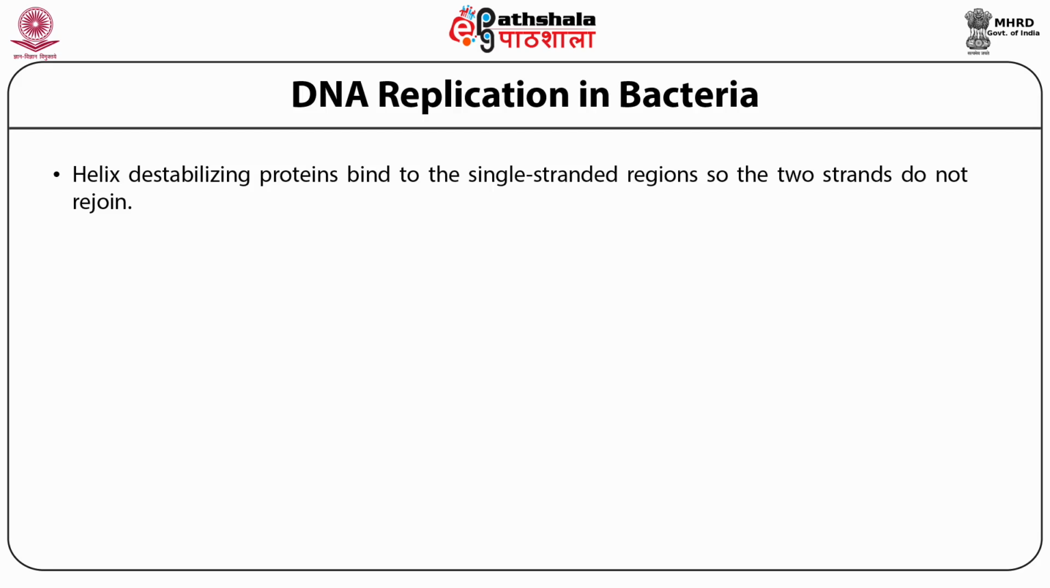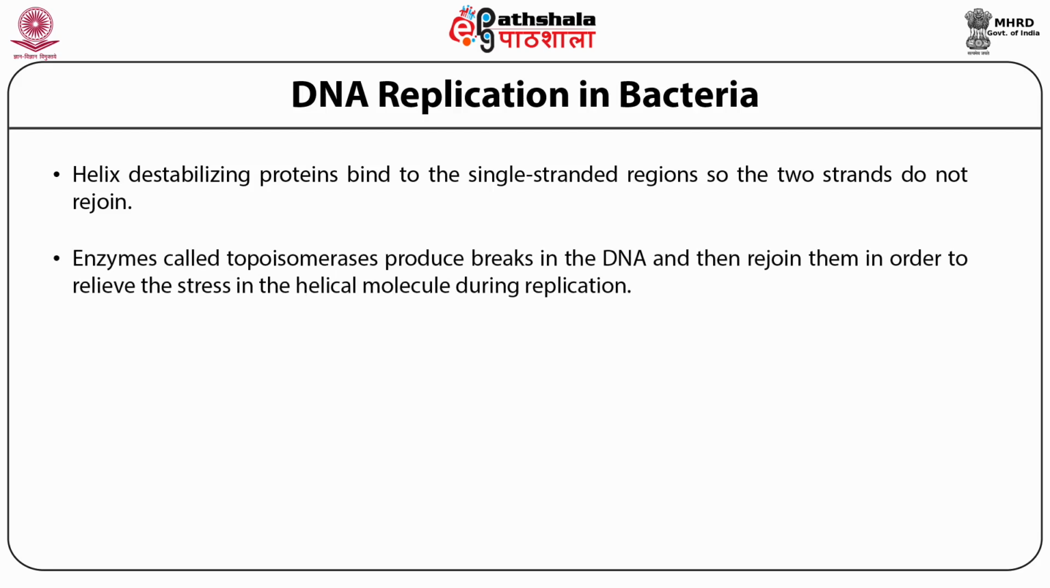We need to prevent this, because the single-stranded moiety has to serve as the template for the daughter strand. For that, there are specific proteins called helix destabilizing proteins or single strand binding proteins. They bind to the single-stranded region of the DNA and prevent them from forming a double-stranded moiety again. So after the helix destabilizing proteins, there are also enzymes called topoisomerases which are important.